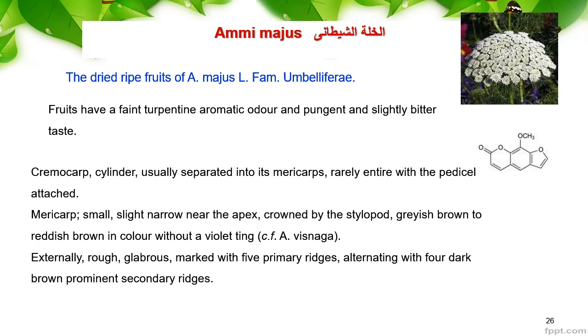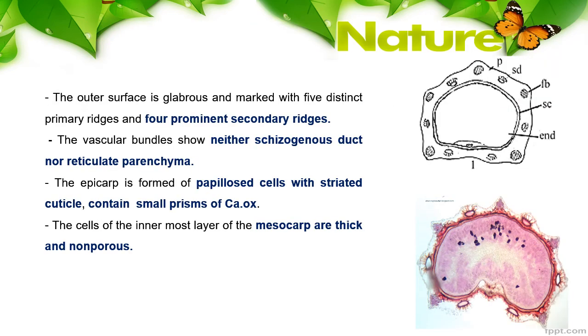Grayish brown to reddish brown in color, without the violet tinge, opposite to Ammi visnaga, which has the violet tinge. So this is the difference in morphology. Externally rough, glabrous, marked with 5 primary ridges, alternating with 4 dark brown prominent secondary ridges. Here is another difference, that the secondary ridges are also prominent like the primary ridges.